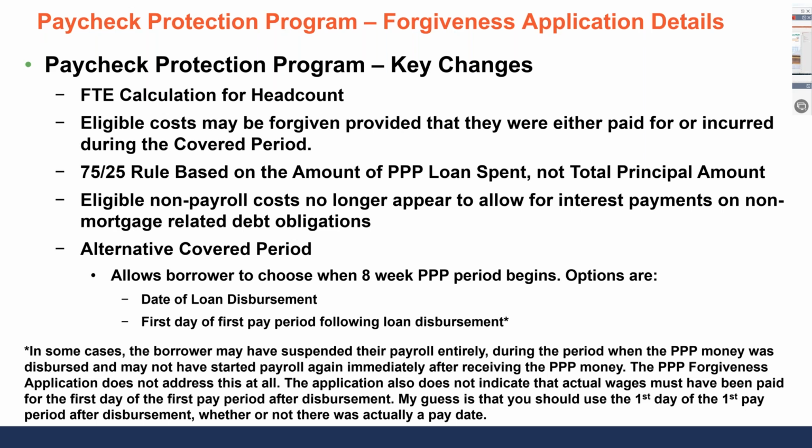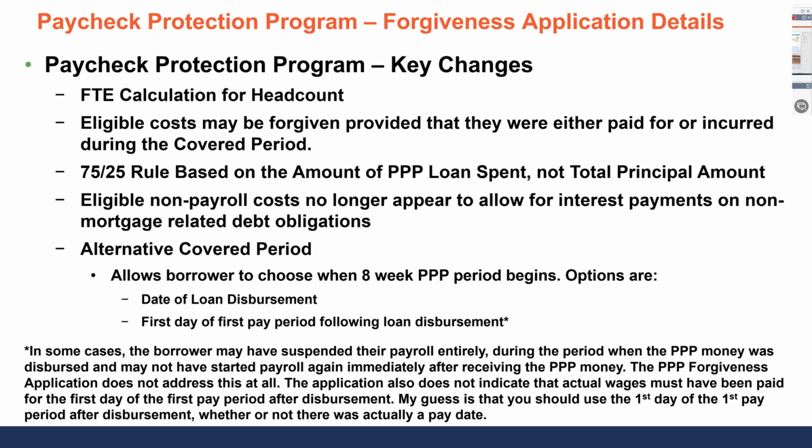In the previous presentations I was giving, I was talking about the rule that they created around spending at least 75% of your PPP loan on payroll costs. That is the verbiage that was previously used. The requirement was to spend 75% or more of your PPP loan on payroll costs, which, from my interpretation, meant the total principal amount. Now, the 75-25 rule actually applies to the money that you spent during the 8-week or 56-day period.